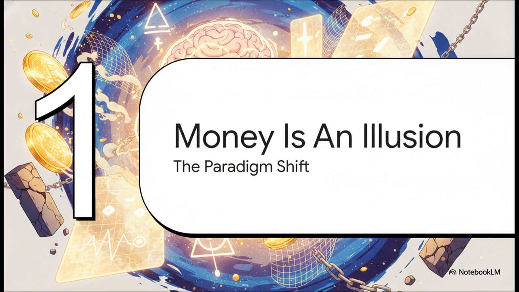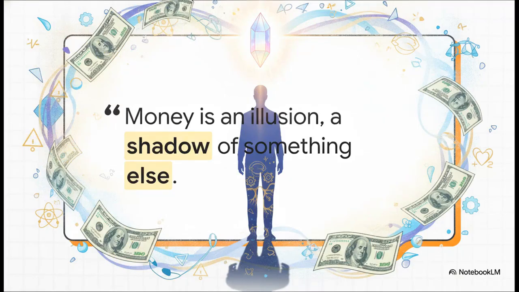Okay, starting with section 1. Money is just an illusion, the paradigm shift. As the author Wallace D. Wattles notes, money is basically a shadow of something else. It's not real in and of itself. It's just a physical representation of internal value. Think about it, a $100 bill. It's just a piece of paper with some ink on it. It's us, the observers, who collectively agree to give it any value. Money is simply the legal tender we use to exchange value. It is the symptom, not the cause.